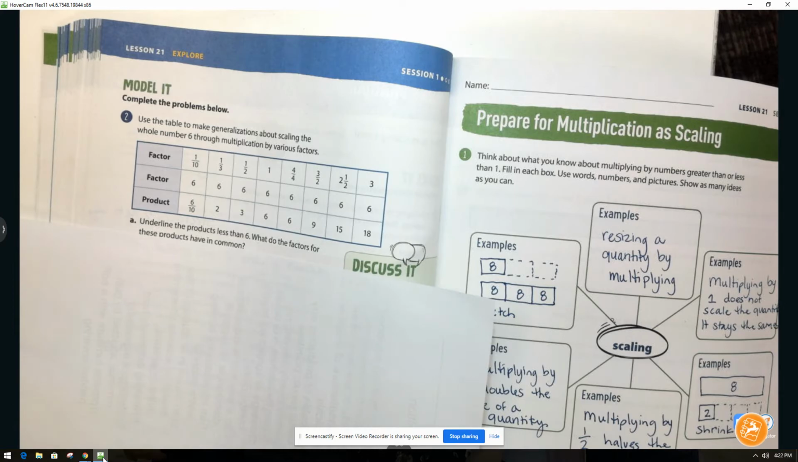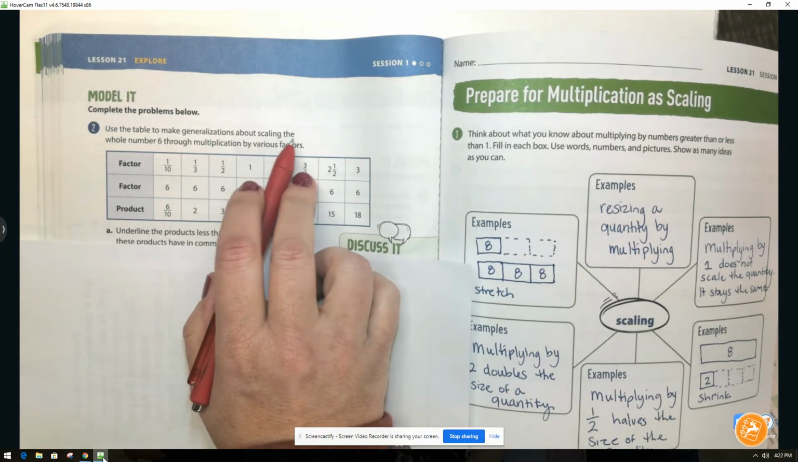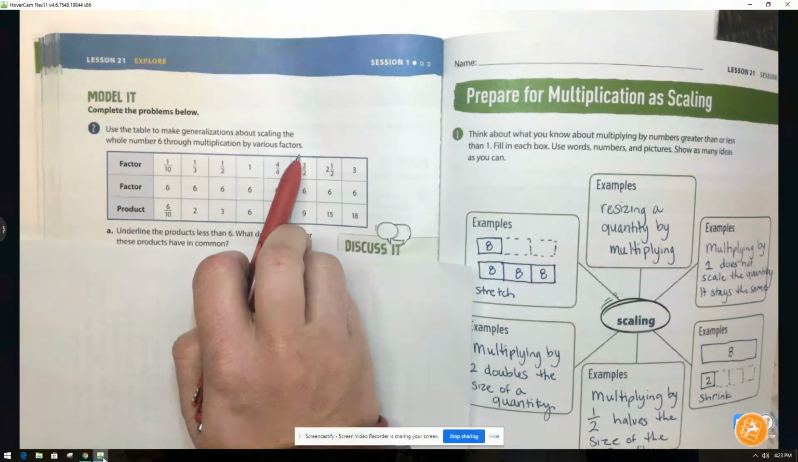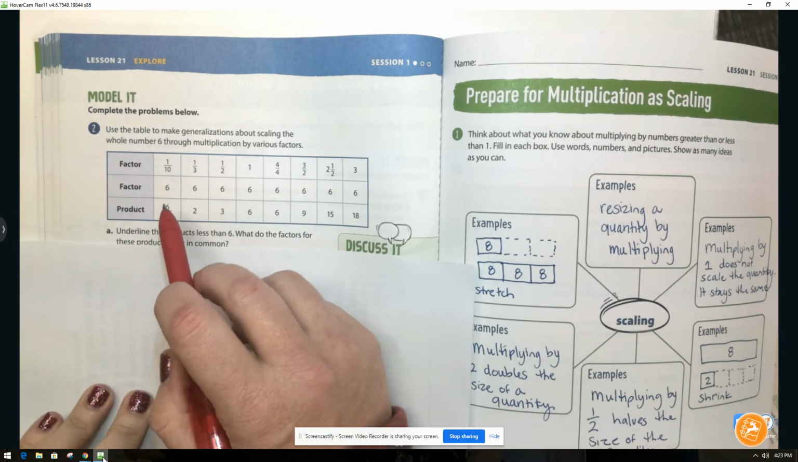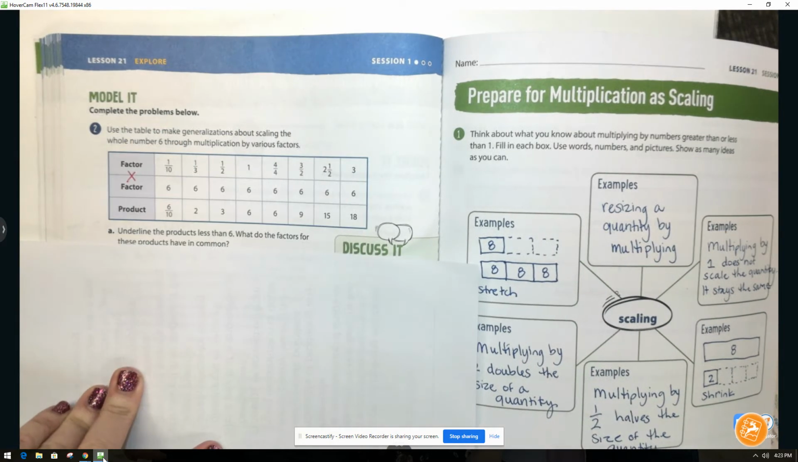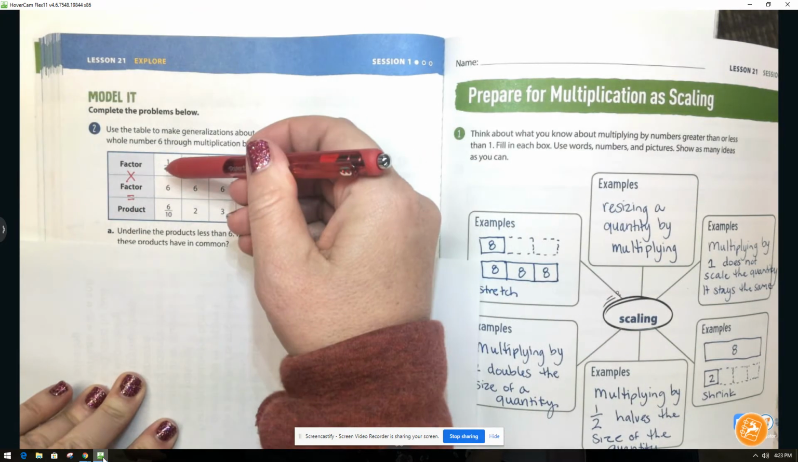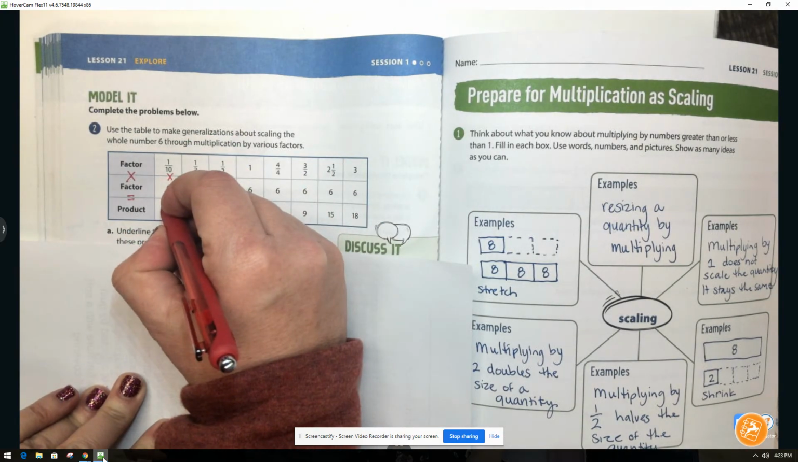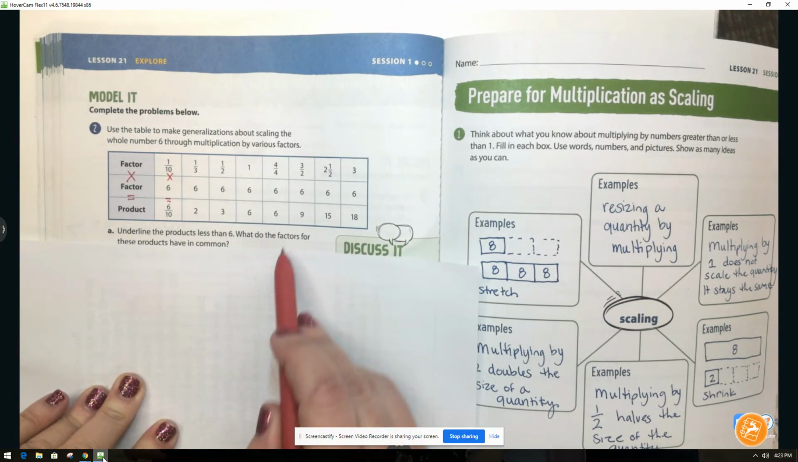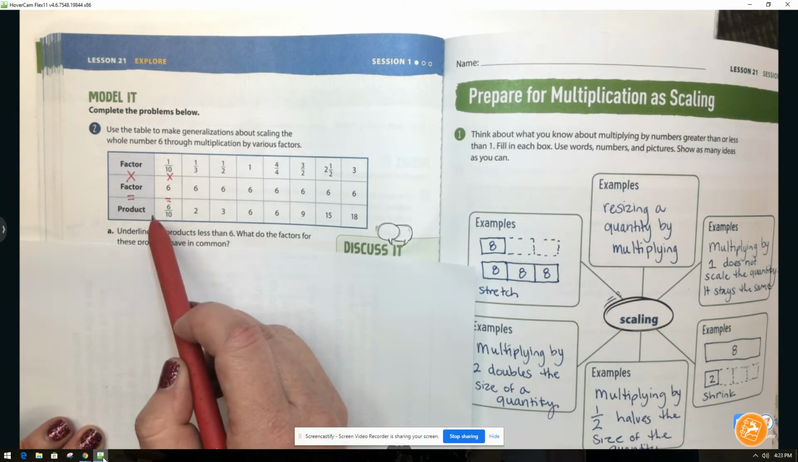This table says, use the table to make generalizations about scaling the whole number 6 through multiplication by various factors. So if you look here, the 2 factors are what we multiply by each other, and then they always equal the product. So this number times this number equals this number, and so on and so forth. That's how we read this table. We're going to multiply the 2 factors to get the product.